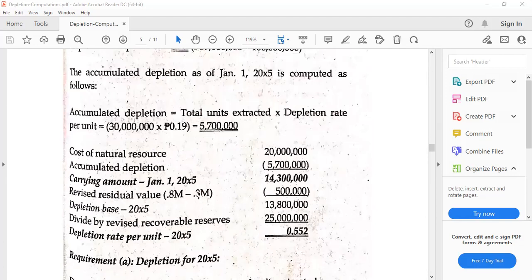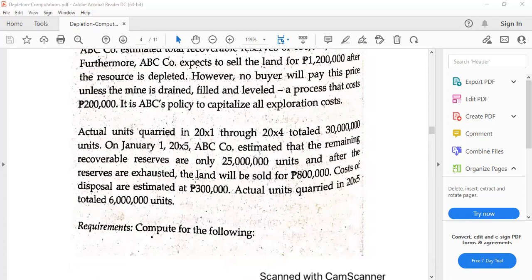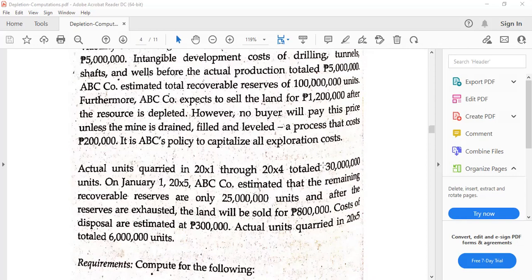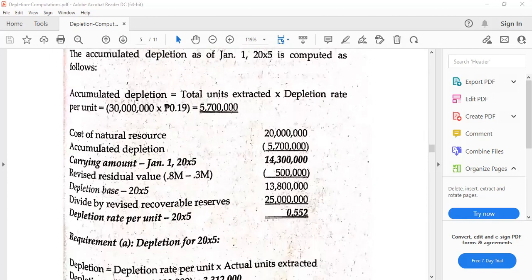Okay, so moving on. The revised residual value, this is now a change in accounting estimate application. Here it's actually 800,000, but there is cost of disposal. So we deduct so that the net residual value will be 500,000. Now, it has also been said that the remaining recoverable reserves at that date is 25 million. Therefore, we do not make use anymore of 100 million minus 30 million, which is supposedly 70 million. It's possible that estimates can change at the end of the year to be applied at the beginning of next year. So we have here 25 million, not the 70 million update, or based on the remaining, based on the previous estimate, equals 0.552. Kindly check that. Okay, it's really exactly 0.552.